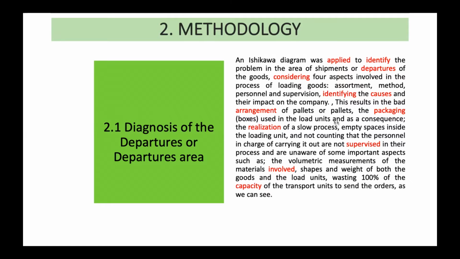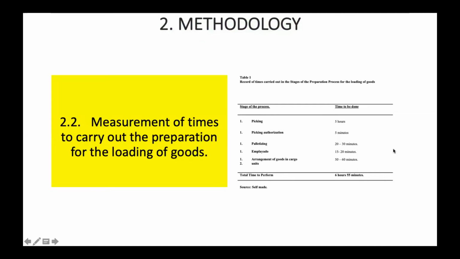and as a consequence, the realization of this load process left empty space inside the loading unit. Also, the personnel in charge of carrying it out are not supervised in their process and are unaware of some important aspects such as the volumetric measurement of the materials involved, shapes and weight of both the goods and the load unit, so the transport unit was not used at 100% of capacity to send the order, as we can see. And a measurement of time to carry out the preparation for the loading of goods, as we can see in table 1.